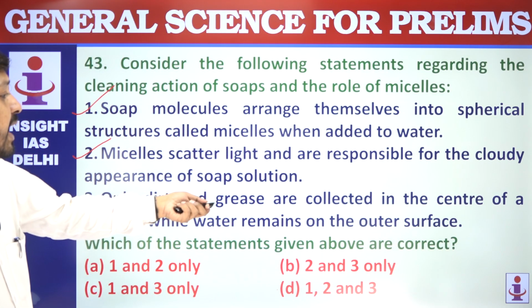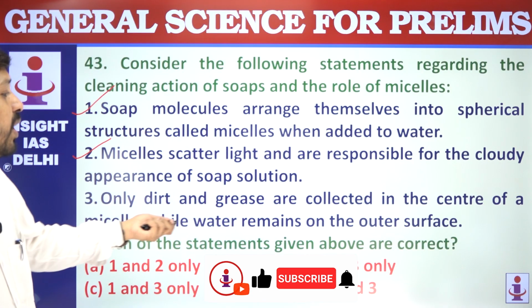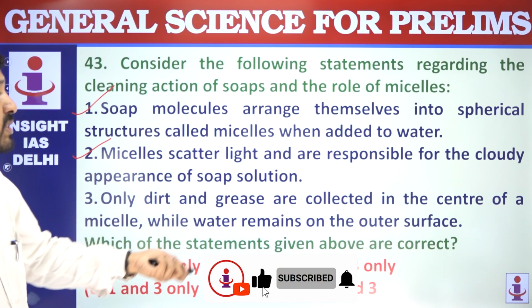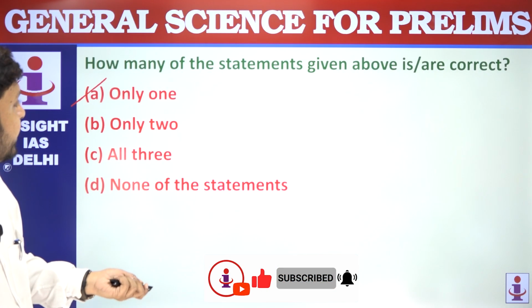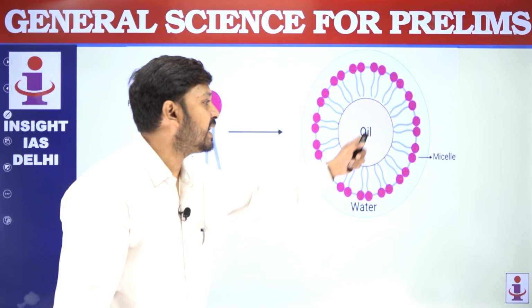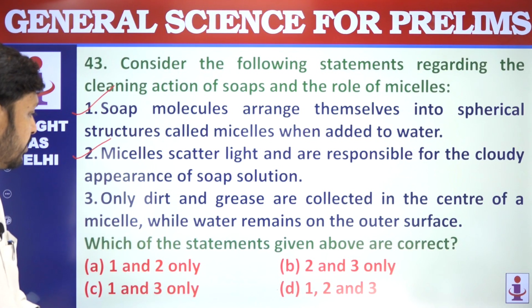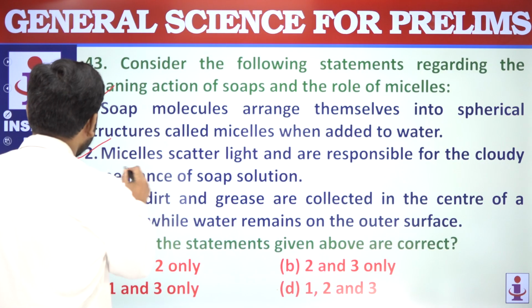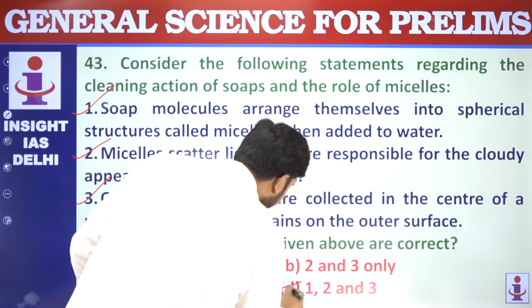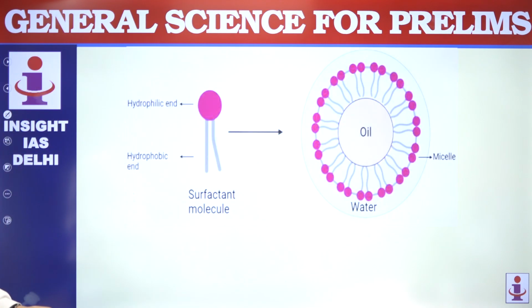Only dirt and grease are collected in the center of the micelles, while water remains on the outer surface. This is what we have seen, right? On the outer surface, water will be there, in the center, dirt will be there. Okay, so all three are correct in our case. So D will be the answer, where we have all three, 1, 2 and 3.